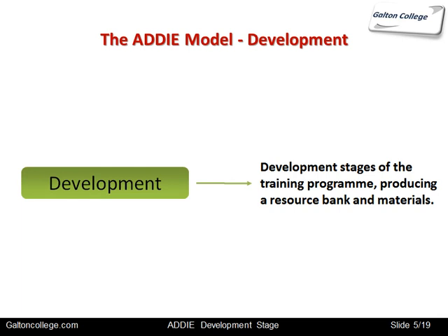So training programs happen for a reason, and having been designed to achieve the outcomes that are desired, they must now be developed. So the development stage is looking at the resources that are going to be used and how the resources are going to be put together and how the program is going to be developed overall.